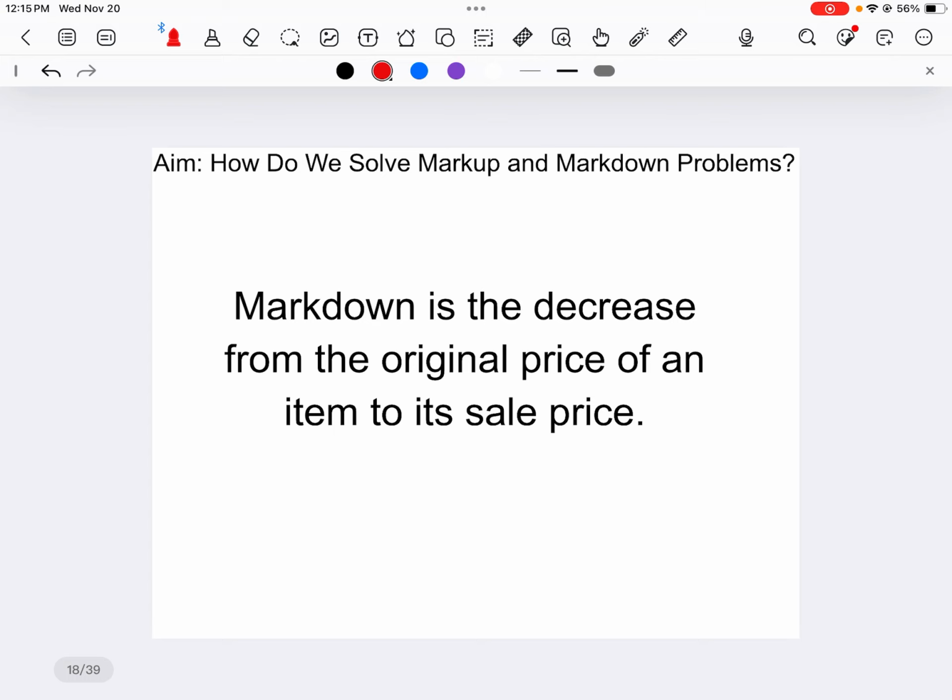Markdown is the decrease from the original price of an item to its sale price. An option for this could be something on sale, if you have a coupon, if there's any type of discount or clearance.